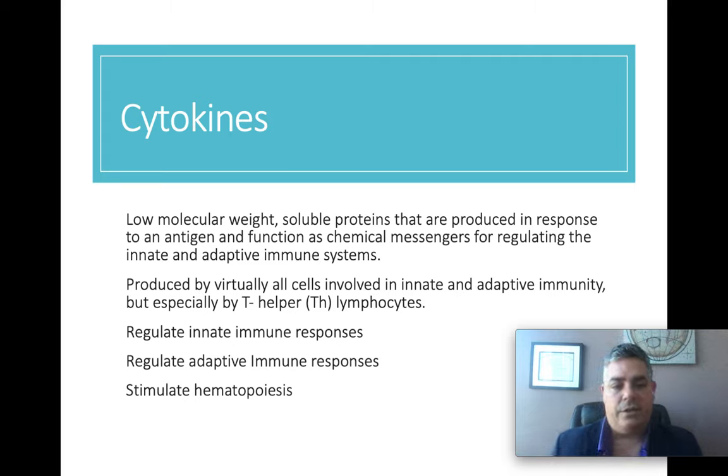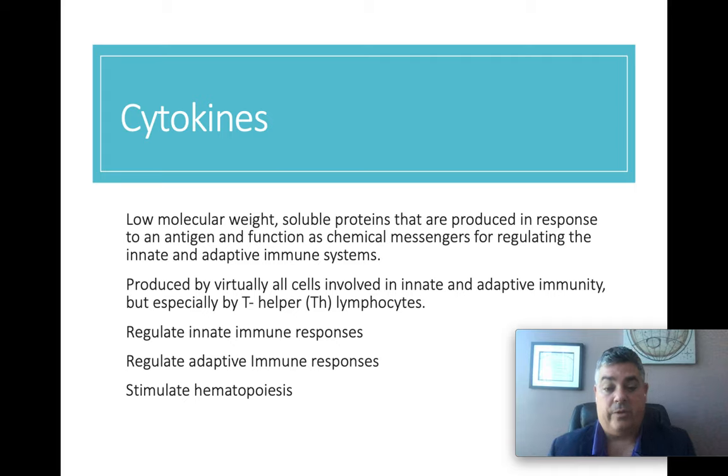In addition to that, the actual components of the inflammatory process are often characterized by the release of cytokines. These are low molecular weight soluble proteins that are produced in response to an antigen and function as chemical messengers for regulating the innate and adaptive immune system. Those are typically also termed chemokines, which is a subset. They're produced by virtually every cell in the innate and adaptive side of the immune system, but especially by T helper cells, which are a class of T cells on the adaptive side that support the immune response and help to regulate it or push that immune response into one position or another.